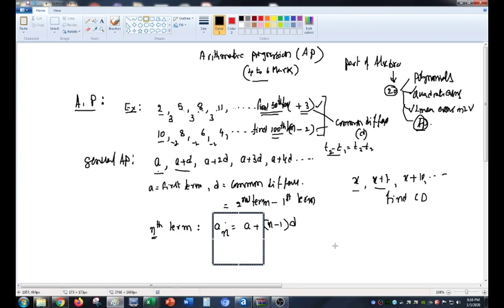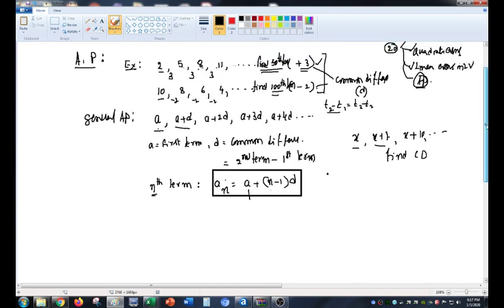You have to remember, this is the formula. Please remember this. So an is equal to a plus n minus 1 into d. Using this formula, you can find out: a is the first term, d is the common difference, and n is the nth term.